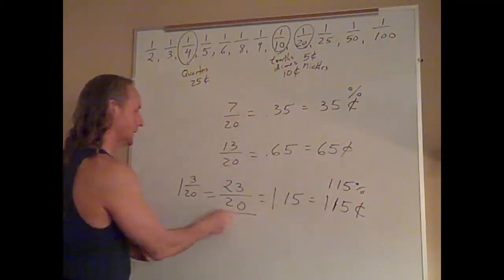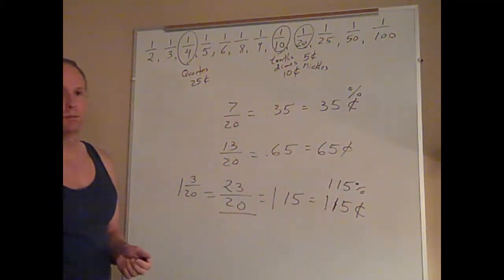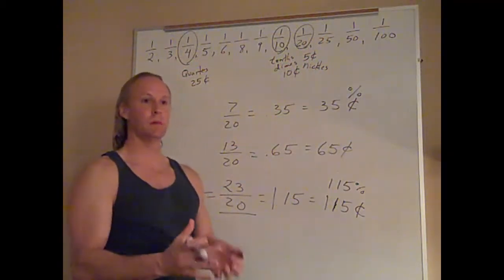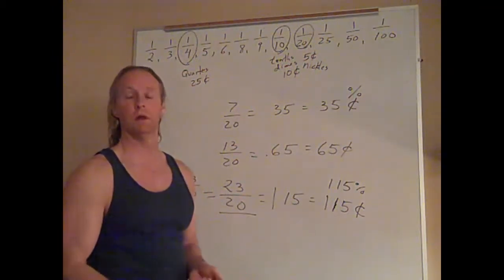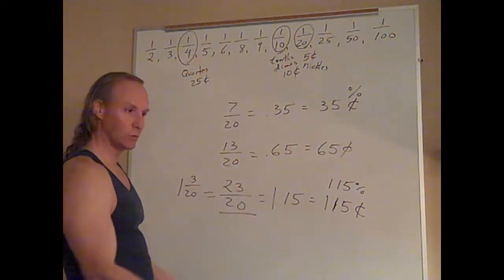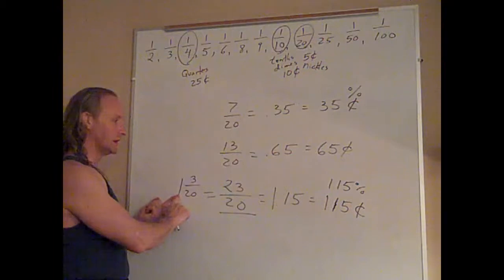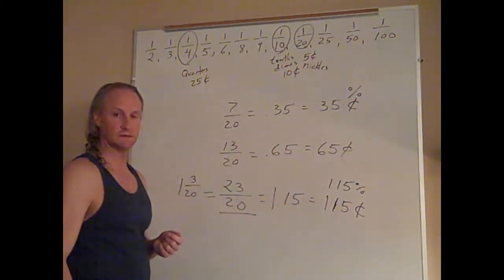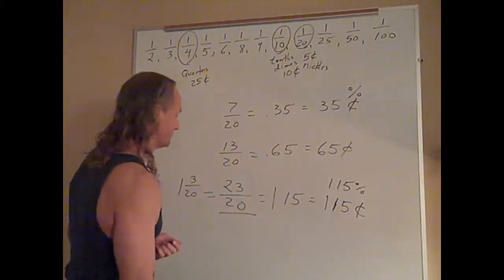By having more than one whole thing. A percentage is a small portion of a whole. And when you go over 100%, you're simply asking for more than one thing. This happens to be $1.15, or 115%.